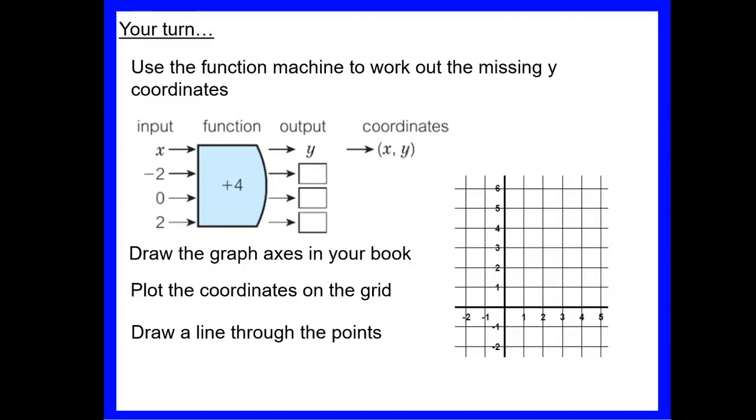Okay, so now it's your turn then. So you've been given a function machine here. We're told our inputs, so we're going to put in the values of x. Our function is +4, and we're going to write down our outputs, our values of y. Once you have those, you can turn them into coordinates, remembering by putting the x value and then the y value, so our x, then our y, with a comma and with brackets.